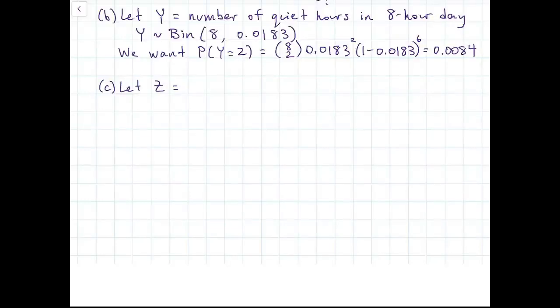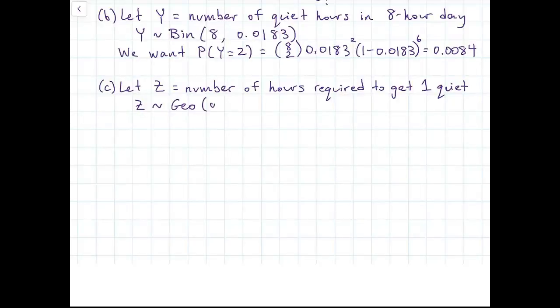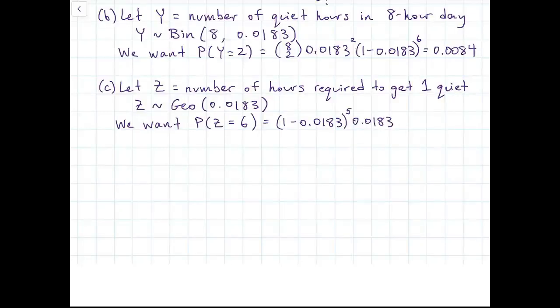For part C, we want to let Z equal the number of hours it takes to get that 1 quiet hour, that first quiet hour. So again, here we have all of the conditions of Bernoulli trials. We have independent hours that have the same probability of success. And we're talking about waiting until we get the first success. So Z is going to be actually a geometric random variable with probability of success 0.0183. And now what we want is for Z to equal 6. So again, we plug into the probability function and we end up with 0.0167.